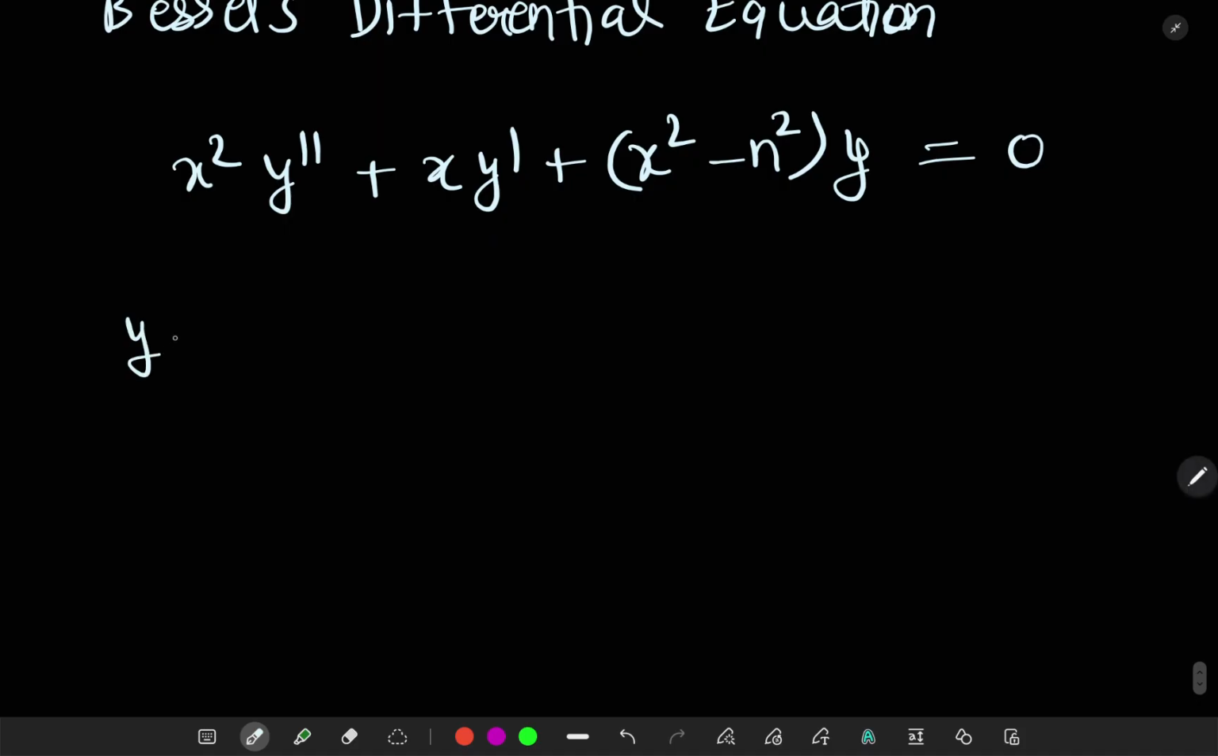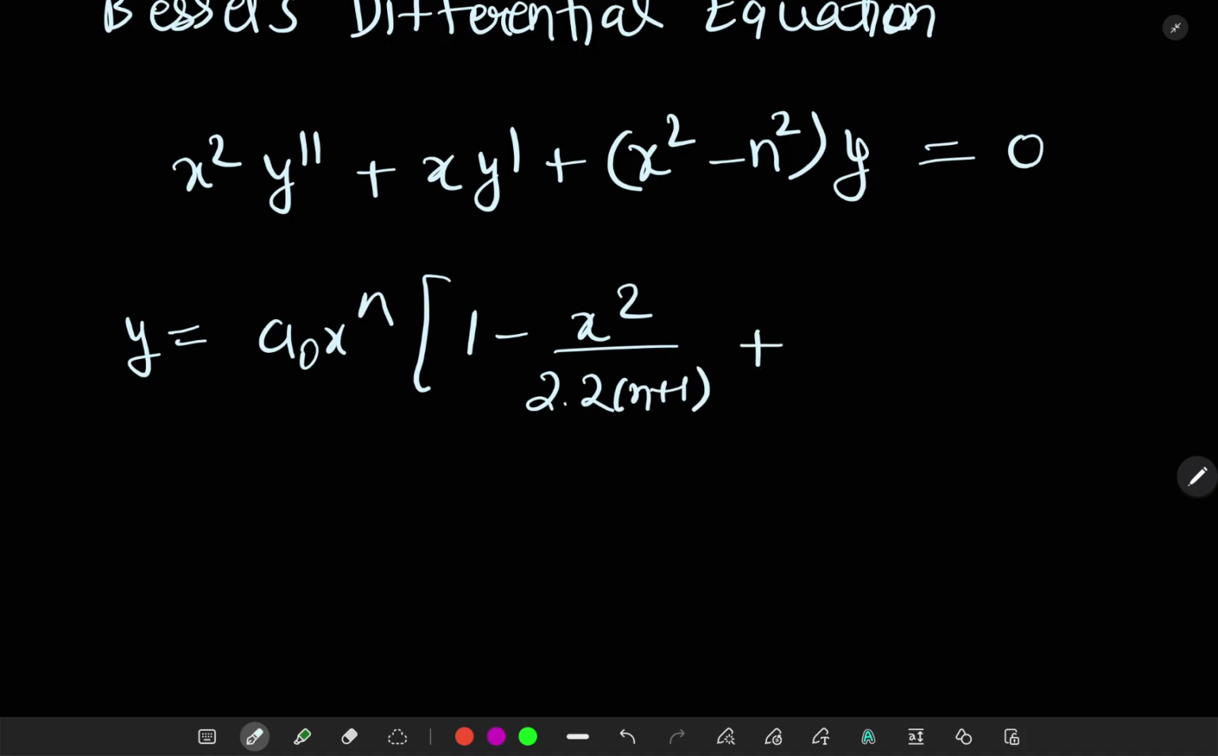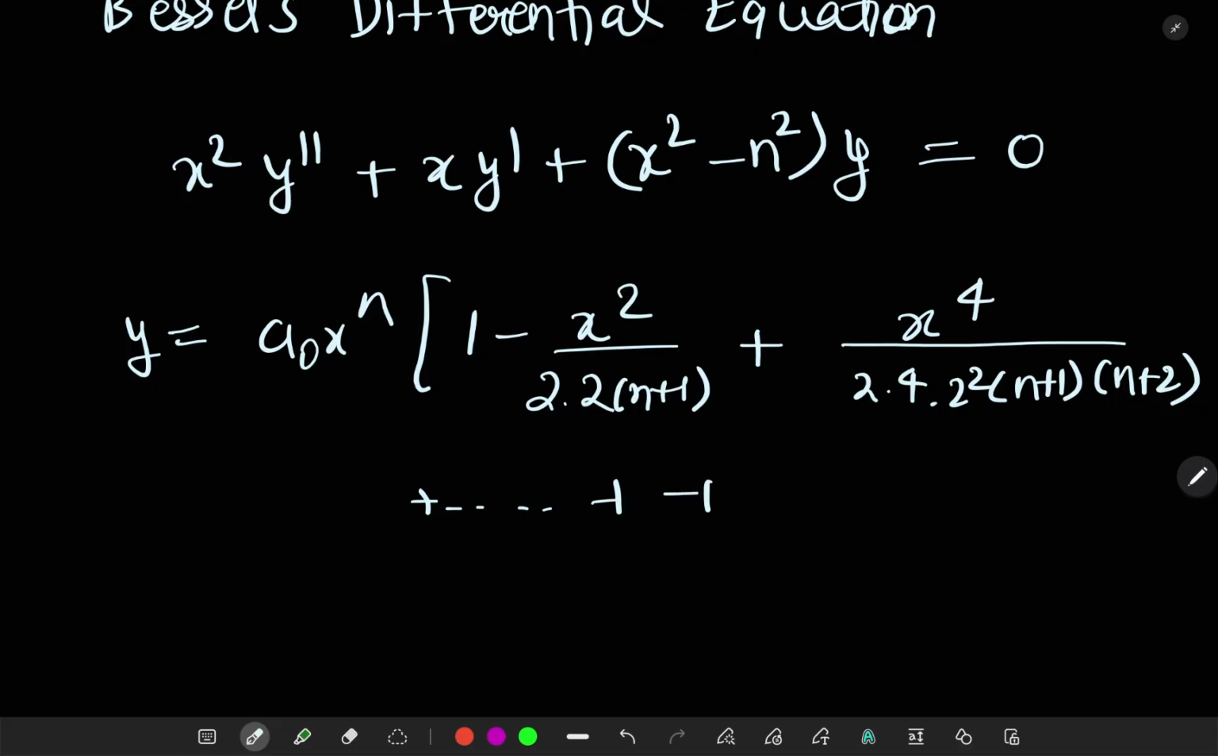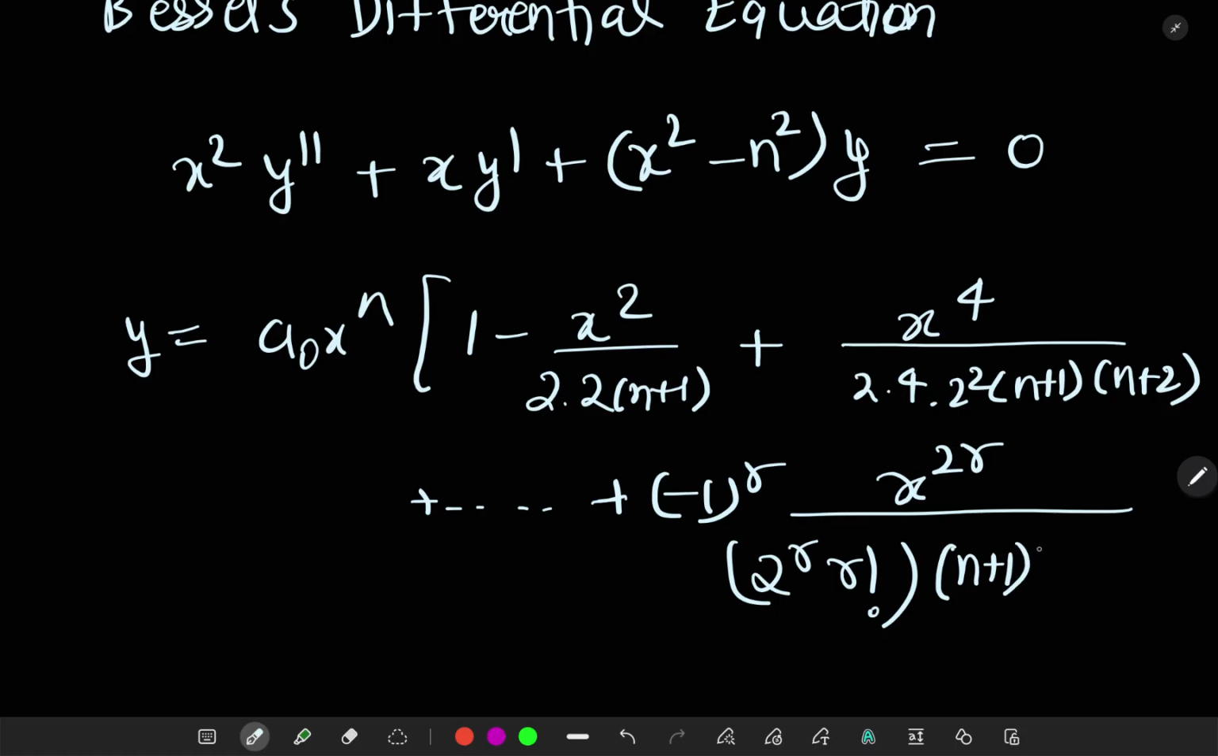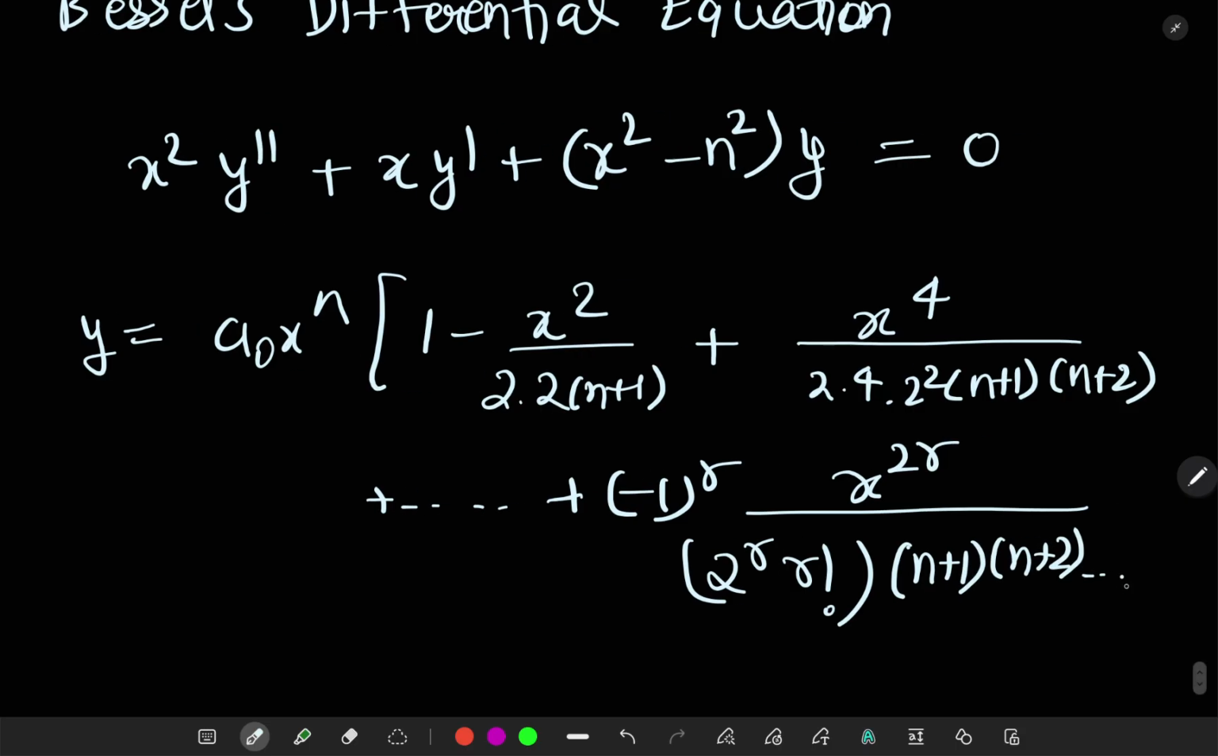and its solution becomes y equal to a naught x raised to power n [1 minus x squared divided by 2 into (2n plus 1) plus x raised to power 4 divided by 2 into 4 into (n plus 1)(n plus 2) up to minus 1 raised to power r x raised to power 2r divided by 2^r r factorial into (n plus 1)(n plus 2) up to (n plus r)]. This is the solution of Bessel differential equation.